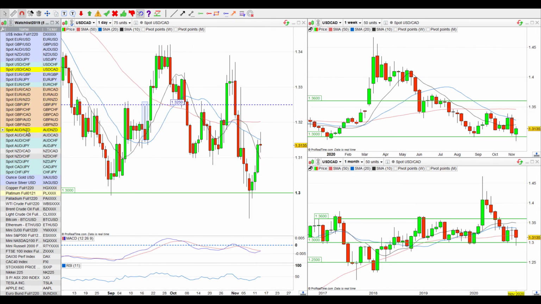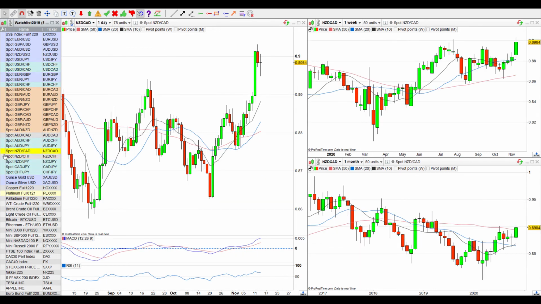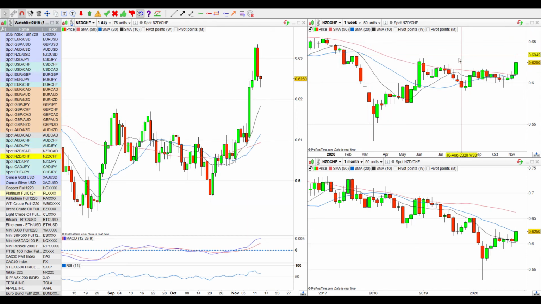I worked through all of the pairs and didn't see anything that appealed to me other than when I get to the Kiwi pairs. So Kiwi CAD, for example, I want to highlight that it has in this particular case actually broken up outside, created fresh highs on its weekly and monthly timeframes. Kiwi Swissy has also now broken outside of a long-held range as well. Like to see that. So that's broken up.